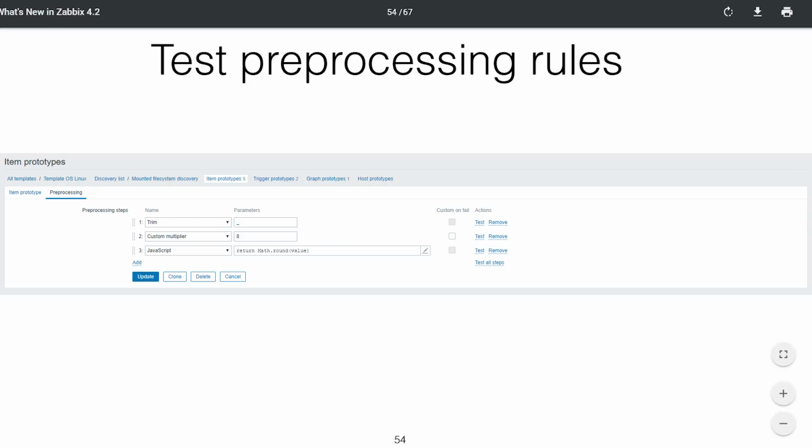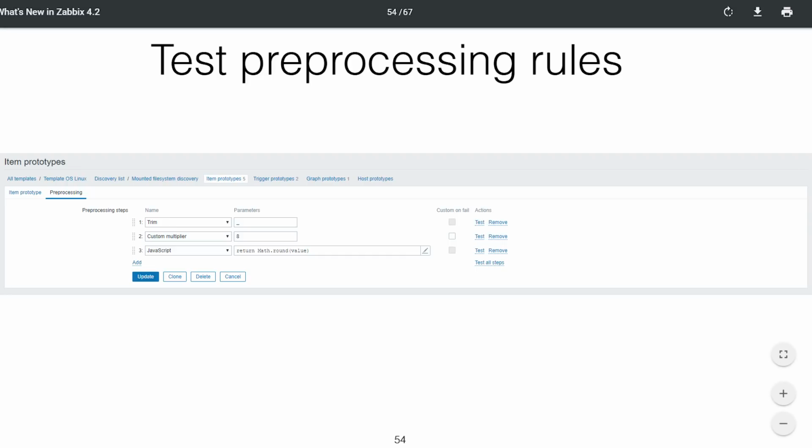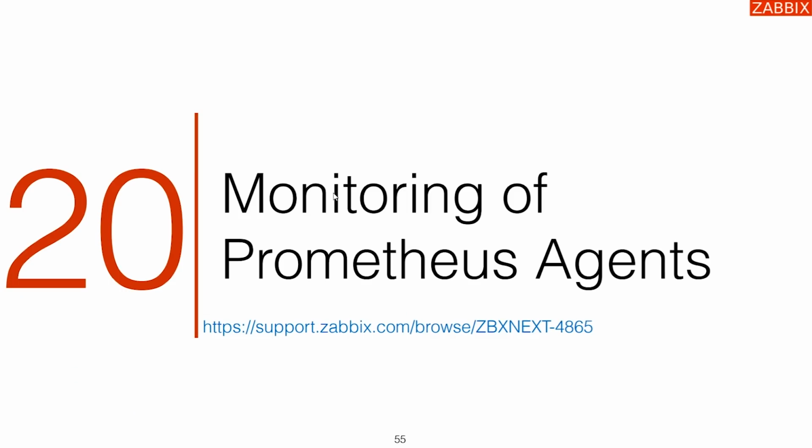So to test that, there is a new button called Test. Just enter the values and you will see the output, so it will definitely simplify your life in terms of custom complicated preprocessing rules.